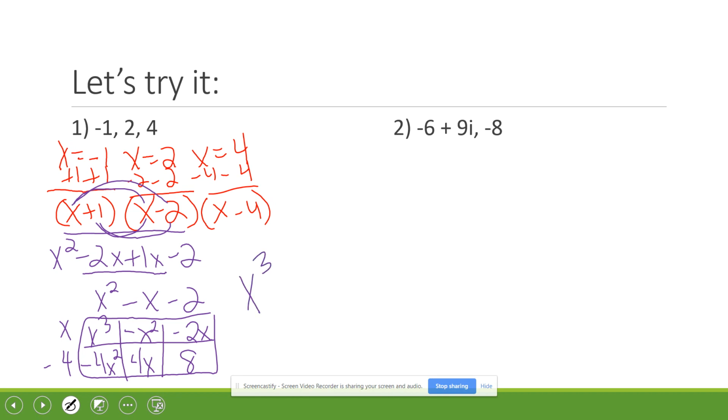x cubed has my highest exponent, -4x squared plus -1x squared is -5x squared. 4x plus -2x is 2x. And then we have 8. And so that is my answer. That's my polynomial.